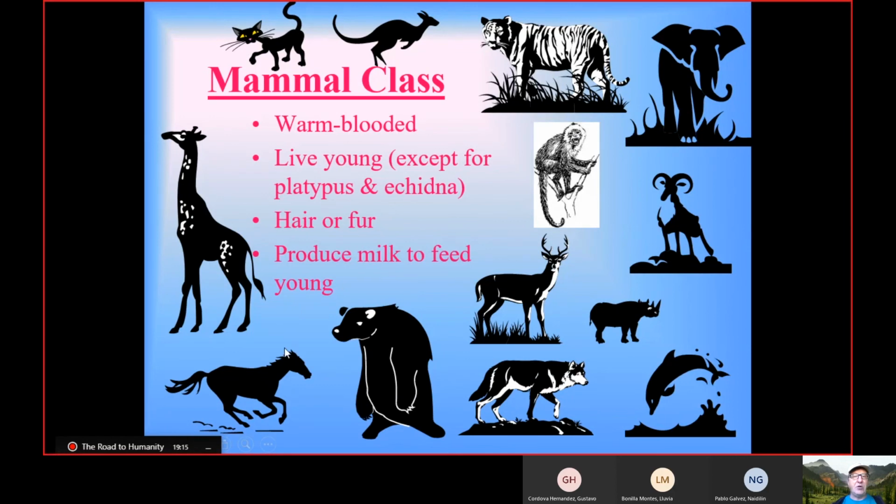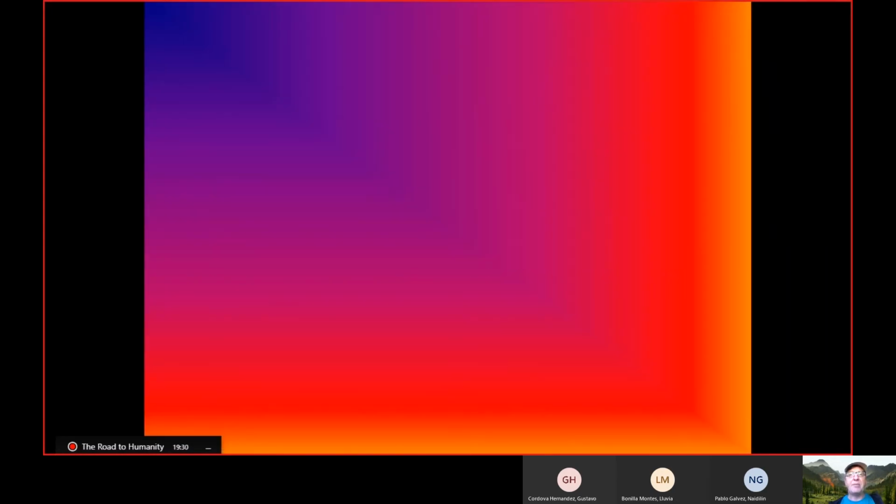Now, which of these are we the most closely related to? Wouldn't you agree that it's the monkey is the most like a human out of all these guys? I mean, they have hands. Nobody else has hands, do they? So that right there says that we are a primate. And this is the order that we belong to.